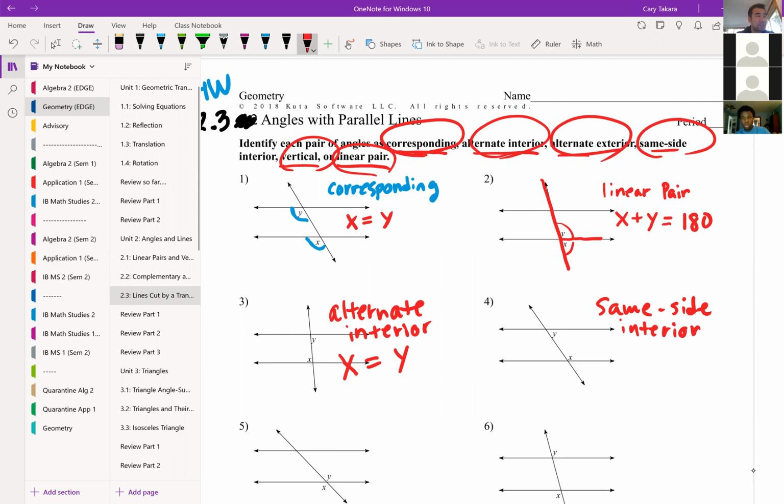Now, what is the relationship between X and Y? Do they look equal to you? Do you think X and Y are the same measurement? No, it doesn't even look the same. One, X, is pretty big, and one is pretty small. So they're not the same. But what's the relationship? Thank you, Saif. It's X plus Y equals 180. Yeah? You get that?